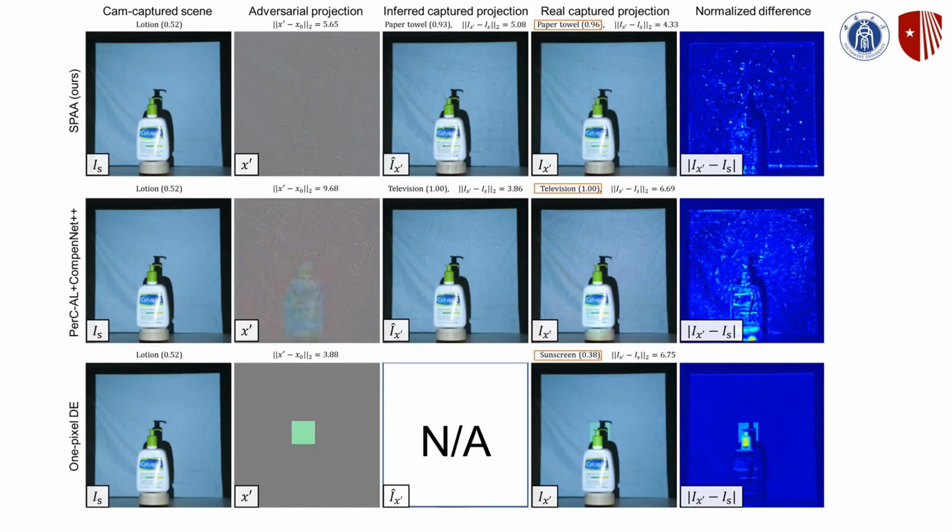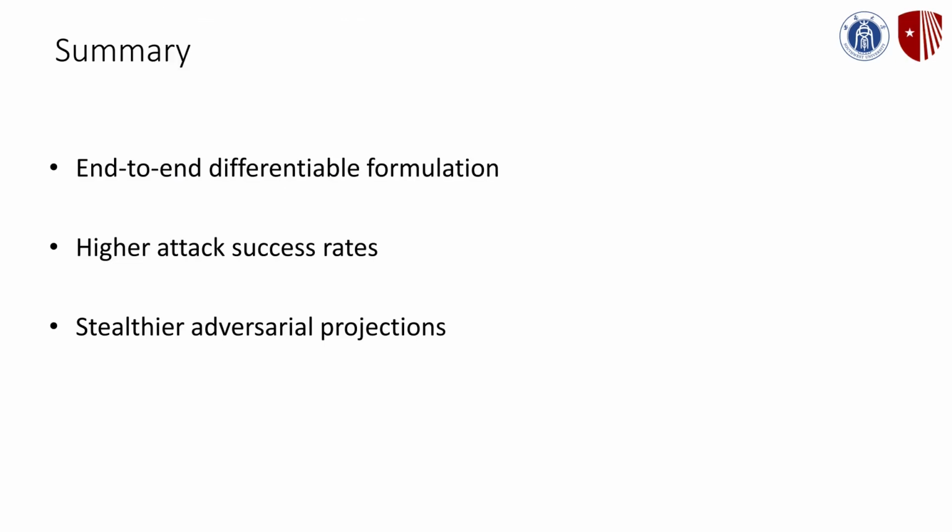We also show untargeted projector-based adversarial attack. The goal is to use adversarial projections to cause the classifier to misclassify the camera-captured scene as any label other than lotion. This task is easier than targeted attacks. As shown in the fourth column, all 3 methods successfully fooled the classifier, but our SPAA looks stealthier. In summary, for the first time, we formulate the stealthy projector-based adversarial attack as an end-to-end differentiable process, and propose a method named SPAA, which has higher attack success rates and meanwhile being stealthier. Thank you.